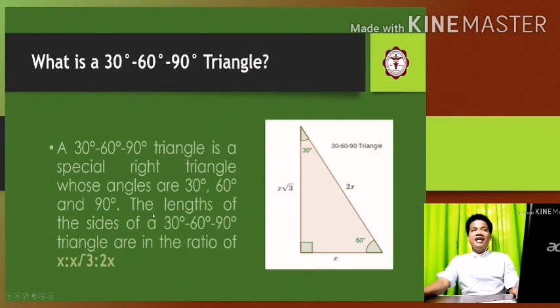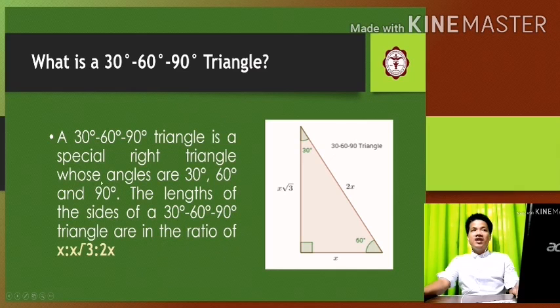A 30, 60, 90 triangle is a special right triangle with angles 30, 60, and 90. The lengths of the sides of a 30, 60, 90 triangle are in the ratio of x is to x square root of 3 is to 2x, as I have mentioned a while ago.